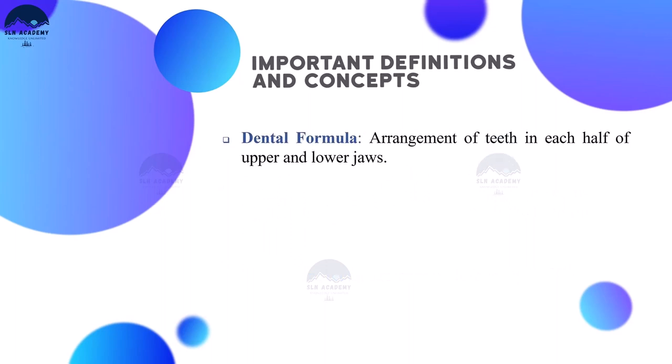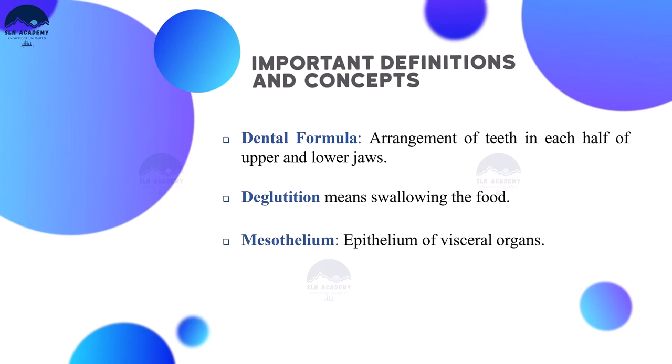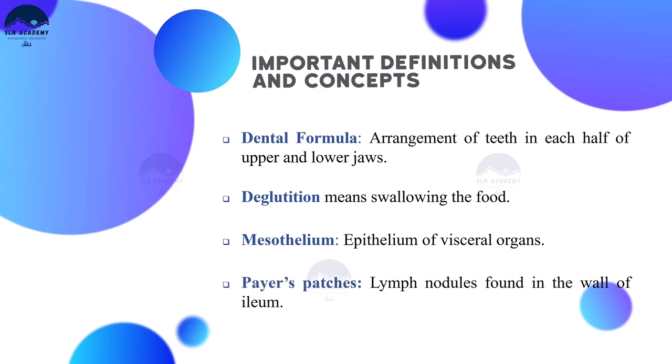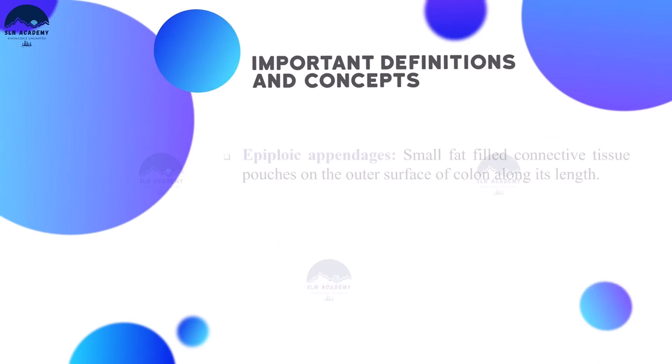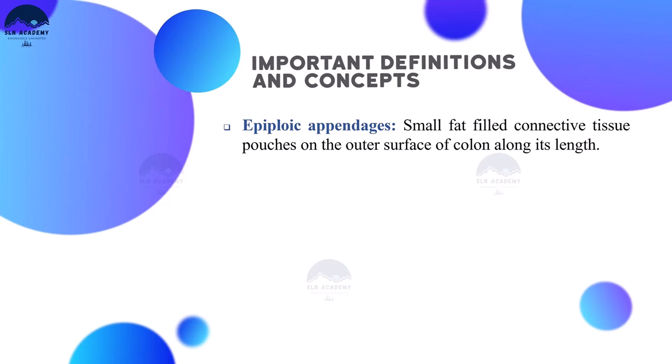Dental formula. It tells about the arrangement of teeth in each half of upper and lower jaws. Deglutition means swallowing the food. Mesothelium. It is epithelium of visceral organs. Peyer's patches. Lymph nodules found in the walls of ileum. Epiploic appendages. They are small fat-filled connective tissue pouches on the outer surface of colon along its length.